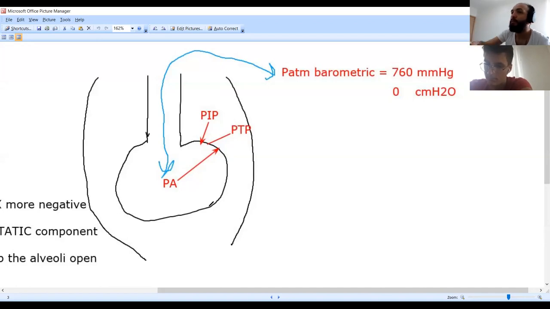Why? Because we said in the beginning, the ventilation is the movement of air between two pressures. What are these two pressures? Atmospheric pressure and alveolar pressure. So to make the air move between alveoli and atmosphere, I have to have a pressure difference between who and who? Atmospheric pressure and alveolar pressure. What is the value of the atmospheric pressure?